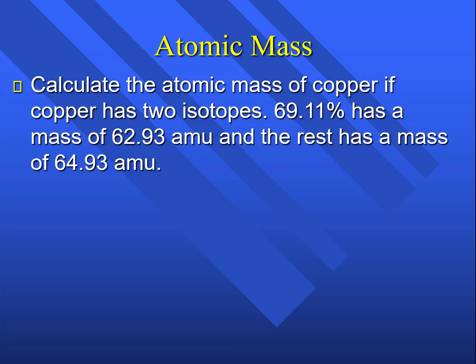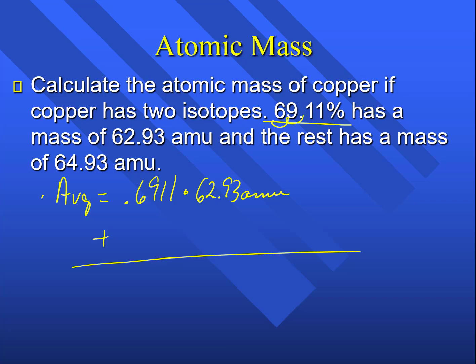So we said average equals, well, the percent as a decimal. So my first percent is 69.11. So that is, move it over twice, 0.6911 times the mass of the first one, 62.93 AMUs, plus, well, the second one I know weighs 64.93 AMUs.